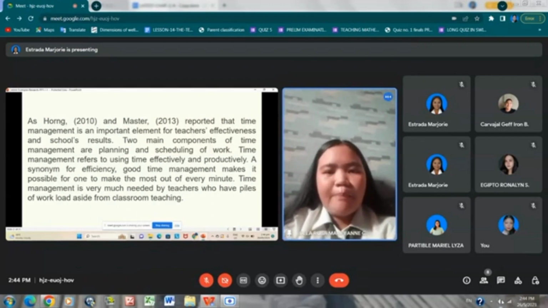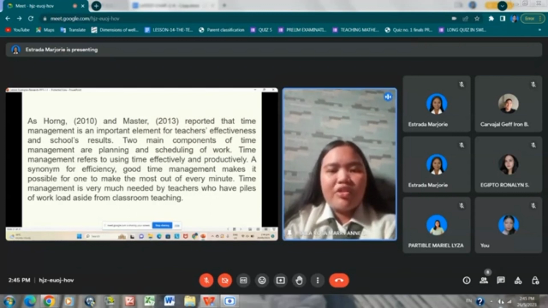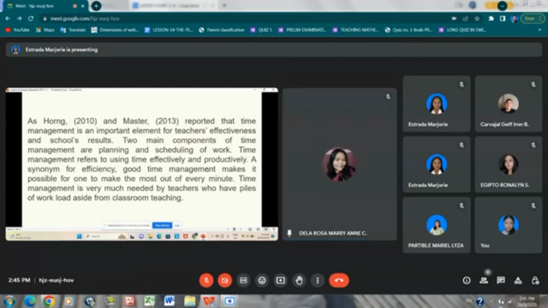As Horn 2010 and Master 2013 reported, time management is an important element for teachers' effectiveness and schools' results. Two main components of time management are planning and scheduling of work. Time management refers to using time effectively and productively, a synonym for efficiency. Good time management makes it possible for one to make the most out of every minute. Time management is very much needed by teachers who have piles of workload aside from personal teaching.